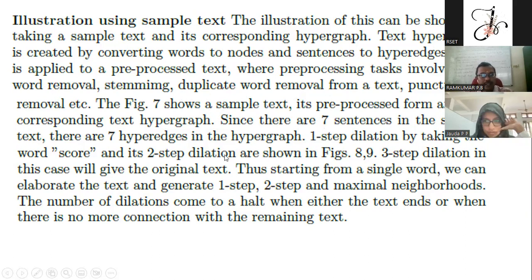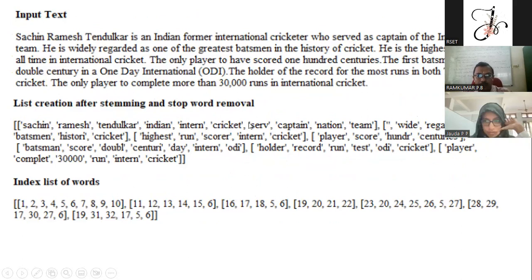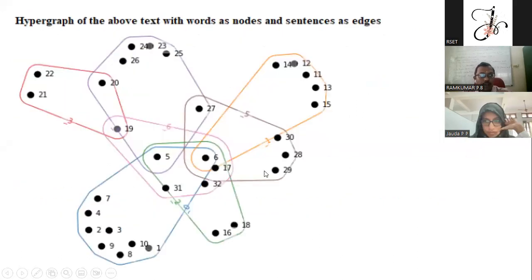Here we are considering the example. We are considering the word score, and consider the one-step and two-step dilation of this word score. So here score is coming in several sentences. So consider one such sentence. Here score is coming. The number corresponding to this is 20. Second word is score. So when we consider the corresponding hypergraph, this is a hypergraph corresponding to this text. 20 is coming here. 20 is coming here.